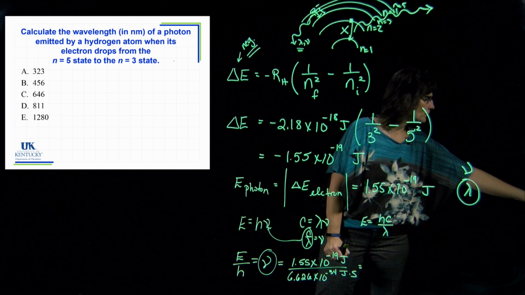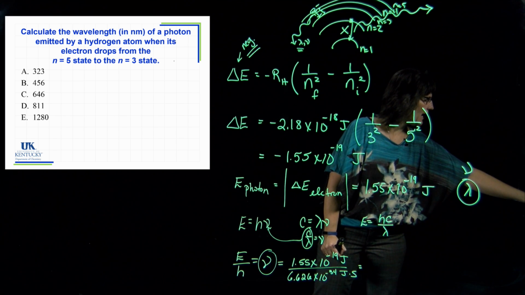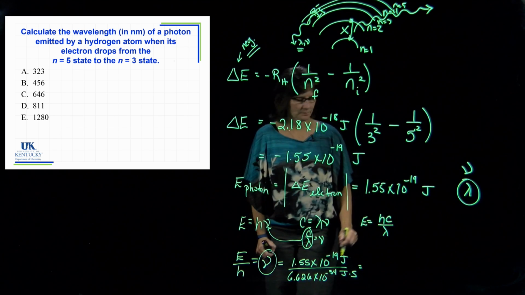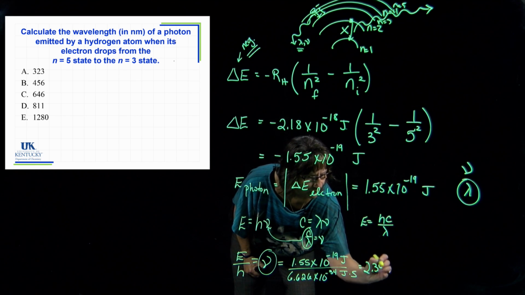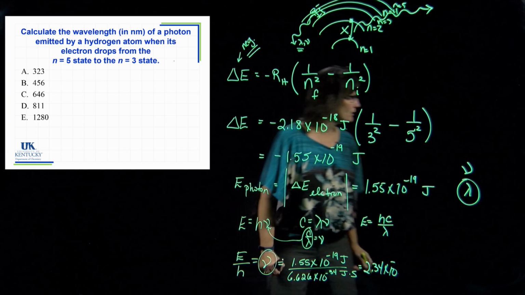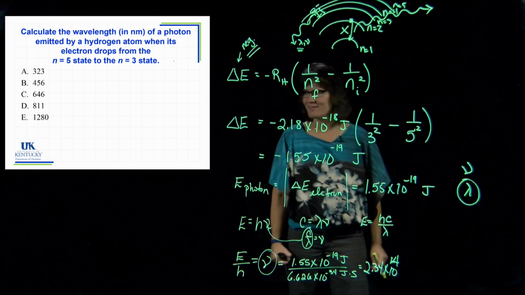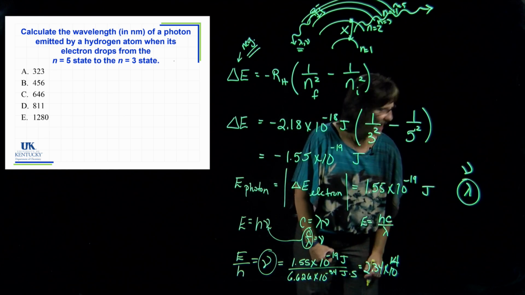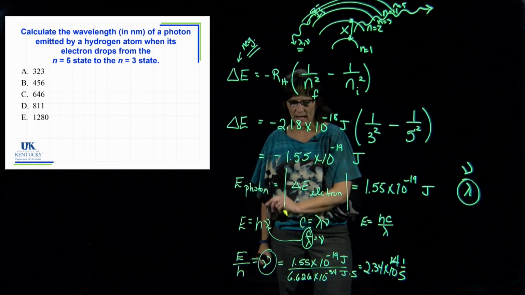Let's see if I have a value for that frequency. It is 2.34 times 10 to the, no, that can't be right, to positive 14. I know it's got to be a big number. Positive 14, and that is frequency, 1 over seconds. Okay, so why did I want to do that?